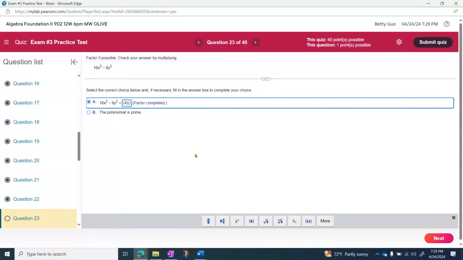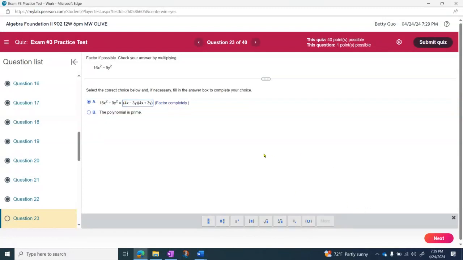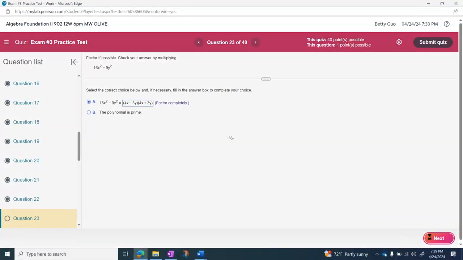4x minus 3y times 4x plus 3y. 4x minus 3y, 4x plus 3y. Okay. And this one is similar to our examples. Next in the class.